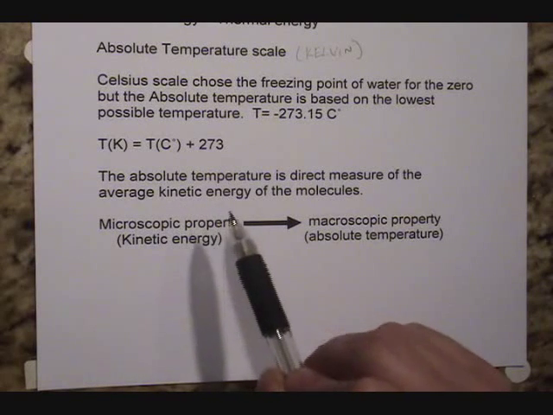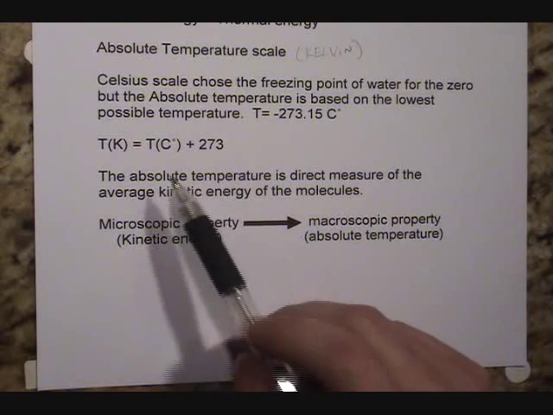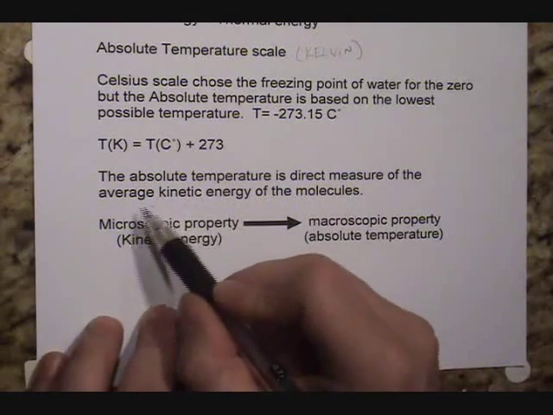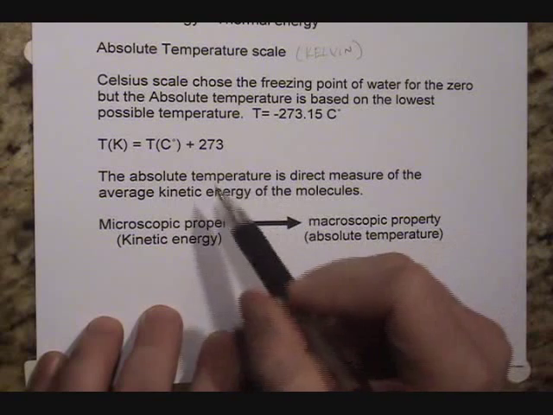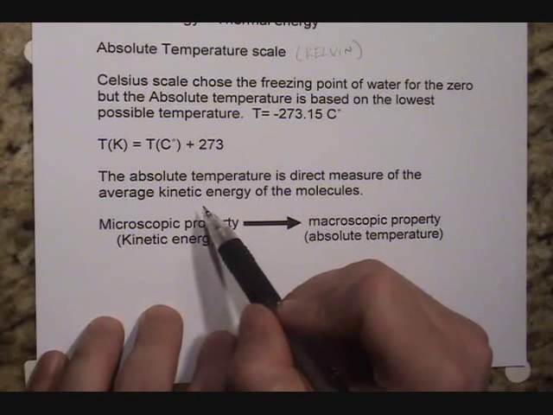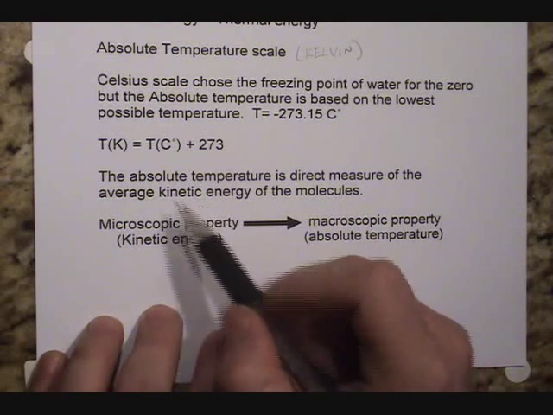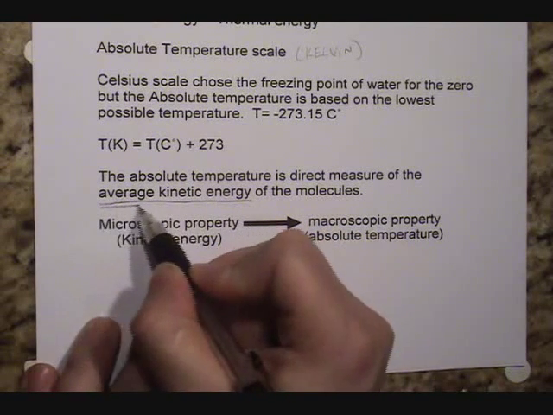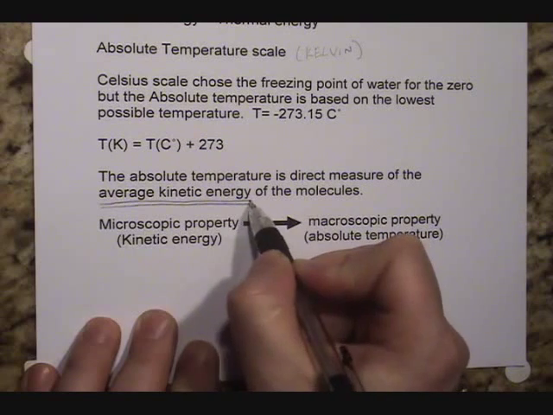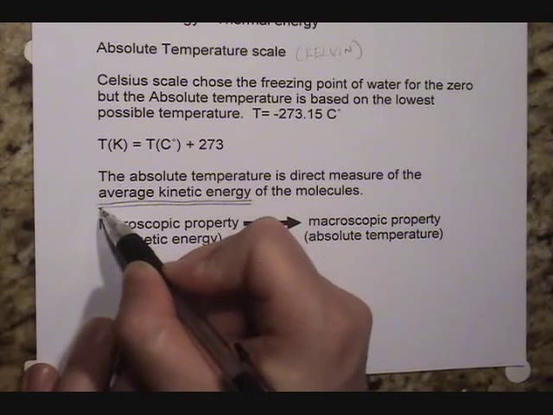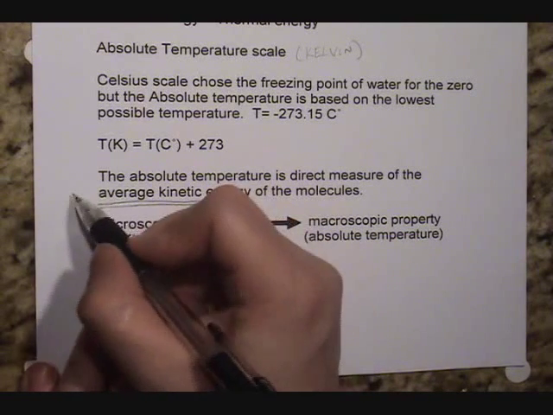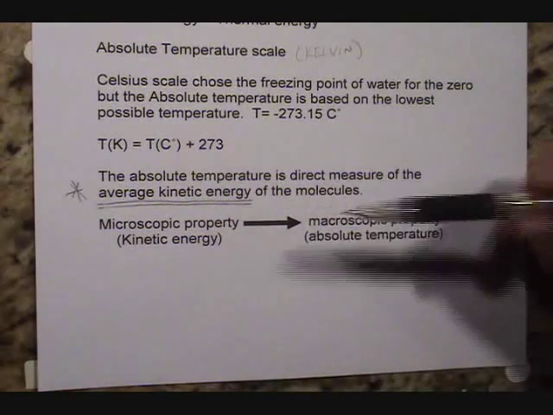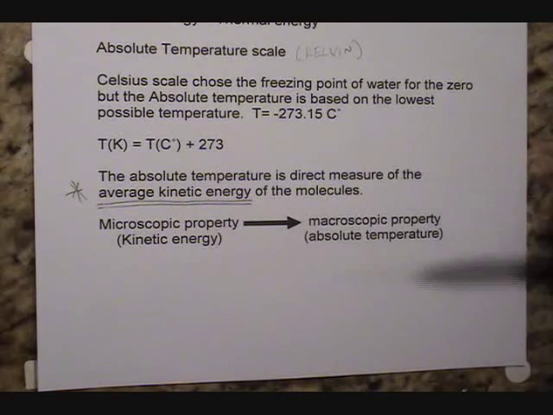Now, the absolute temperature is much more useful than the Celsius temperature, because the absolute temperature can be tied directly to the motion of the molecules. That is to say that the absolute temperature is a direct measure of the average kinetic energy of the molecules. Now notice I didn't say potential or internal energy. Temperature simply measures the average kinetic energy of the molecules. I cannot stress how important that is. That's what temperature is really measuring. It's measuring how fast the molecules are moving internally. This is extremely important that you understand. And this is why the absolute temperature scale is much more useful.